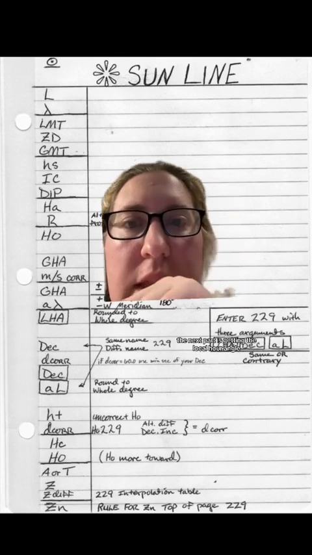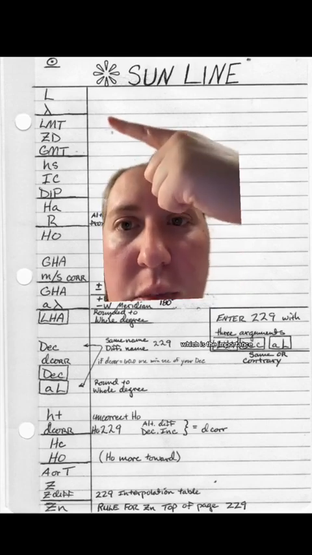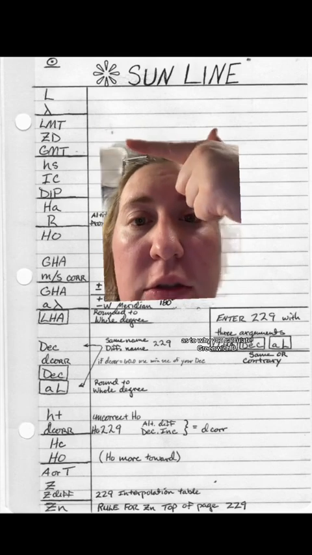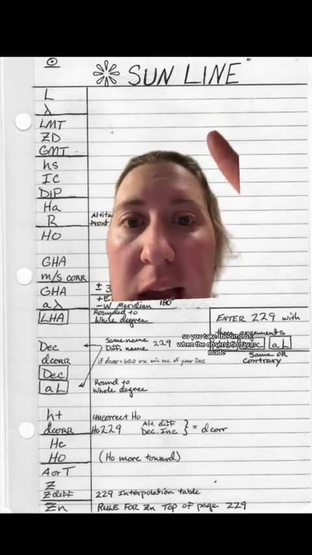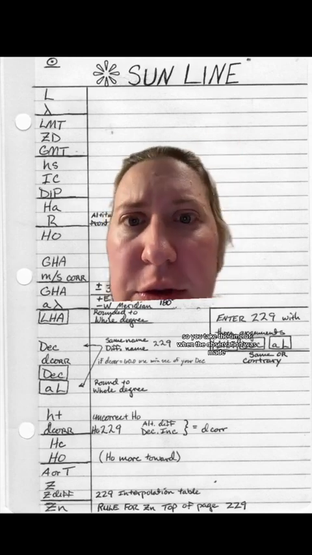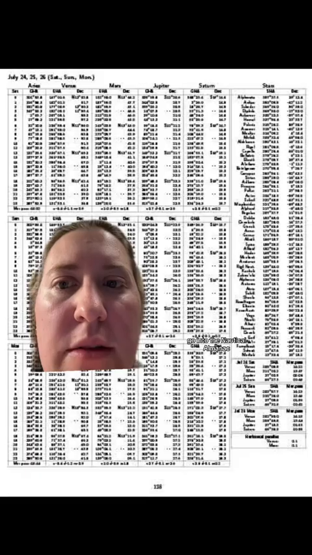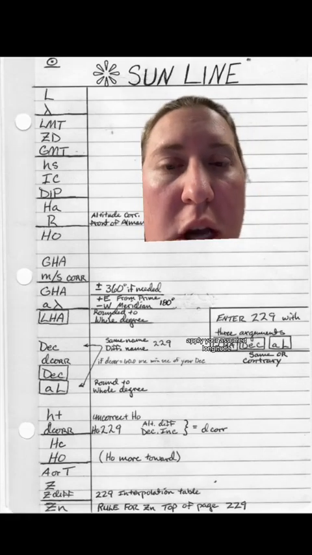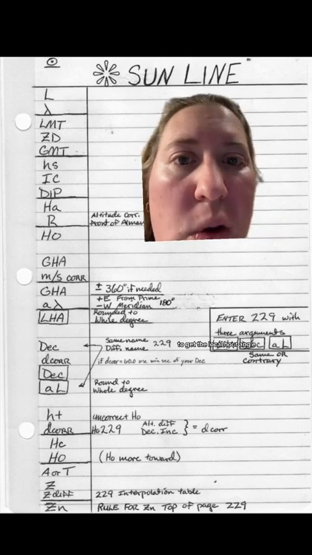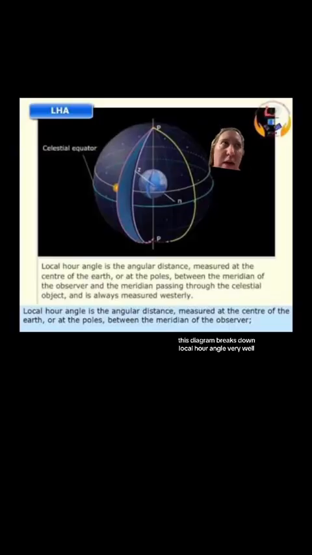The next part is getting the local hour angle, which is the importance as to why you calculate Greenwich Mean Time of the time you took your shot. So you take the time of when the observation was made, go into the nautical almanac, find the Greenwich hour angle of the sight, and apply your assumed longitude to get the local hour angle. This diagram breaks down local hour angle very well. It's the angular distance measured at the center of the Earth or the poles between the meridian, which is you, the person, and the meridian of the celestial body.